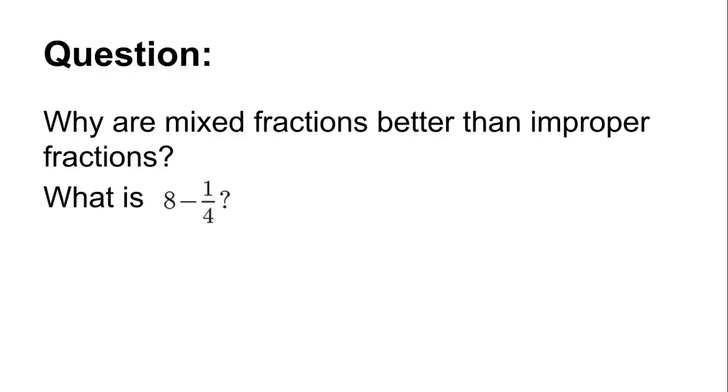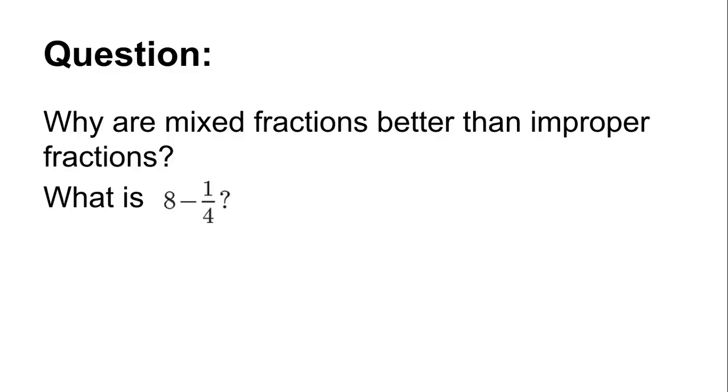So we asked this question: what is 8 minus a quarter? I know a lot of you would say it's 8 over 1, and then I have to make a common denominator, if you remember that. We multiply the top and the bottom by 4, so we get 32 over 4 minus 1 over 4, so it's 31 over 4, and then we deal with it accordingly.